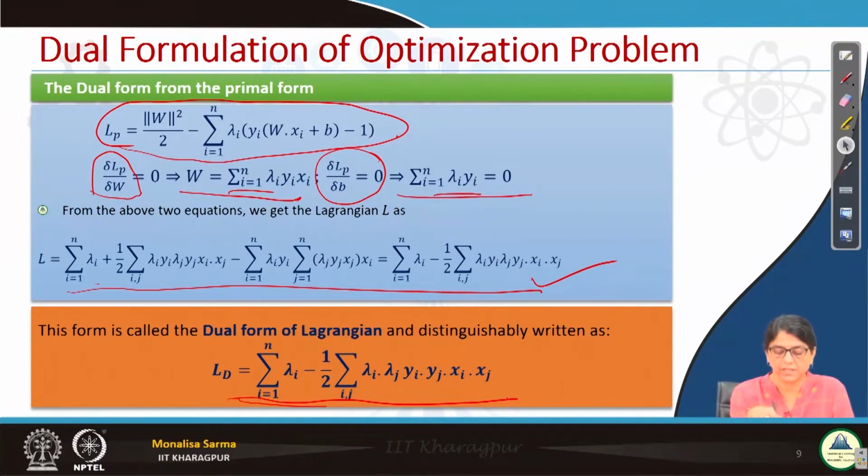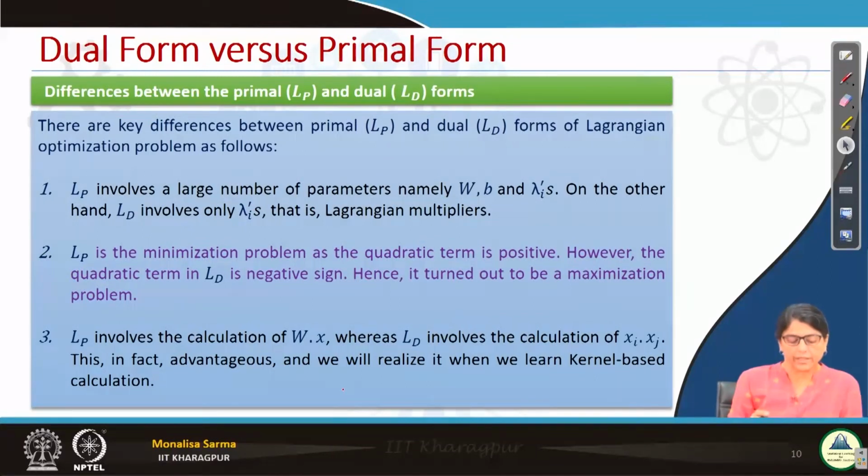In my dual form of Lagrangian, I don't have the W term, I don't have the B term, and this is my quadratic term, which is minus here. This will give me a quadratic term, and it is minus here. So the key differences between the primal LP and the dual LD forms of the Lagrangian optimization problems are given here. There are many differences between LP and LD. So what are the differences?